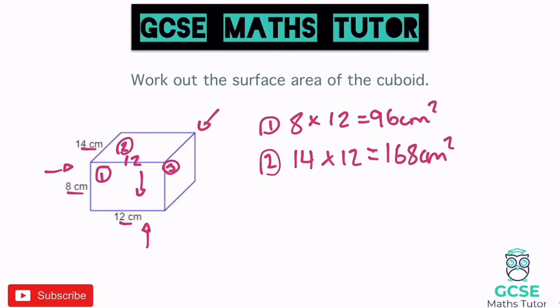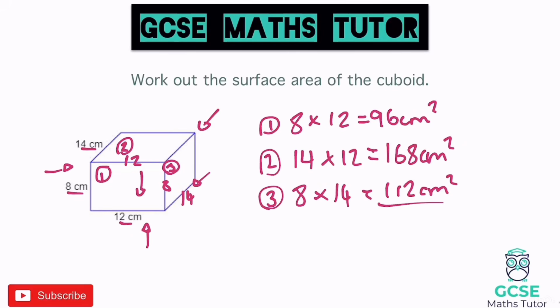And then the last one, face number 3 on the side, it's not labelled, but we can label that. The height's 8, and the length going backwards is 14, the same as the length on the top there. So we've got 8 times 14 for our last one. 8 times 14 is 112. So that's 112 centimetres squared.